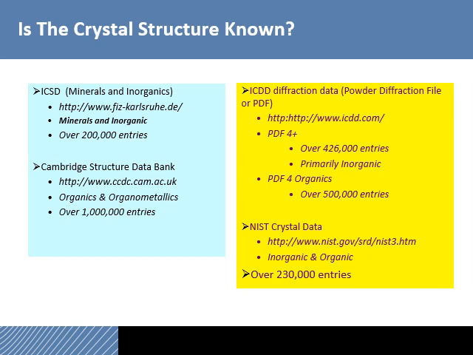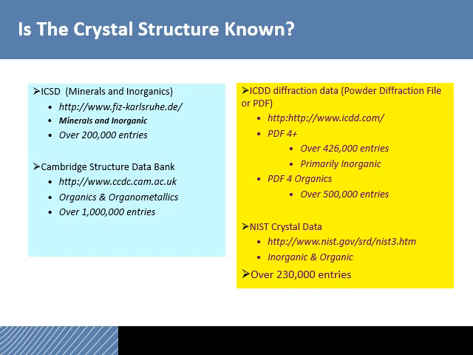This is the part that you really care about. Is the crystal structure actually known? I think we probably talked about this in one of the previous lectures, but here it's a little more formalized in a slide. There are probably three principal sources for good, accurate crystallographic data. One is the ICSD, which is the International Crystal Structure Database. It actually comes out of Germany. Currently, there are over 200,000 entries in this. It's primarily minerals and inorganic compounds.